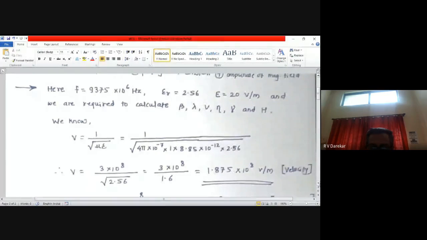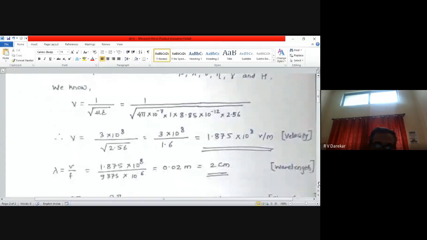Let us proceed further. Here we can observe that lambda is equal to V by F. What is V? V just calculated. It is equal to 1.875 into 10⁸ divided by what is F? F is given to be equal to 9375 into 10⁶. If we apply the proper calculation, we'll be getting the value 0.02 meter. It is equal to 2 centimeter.